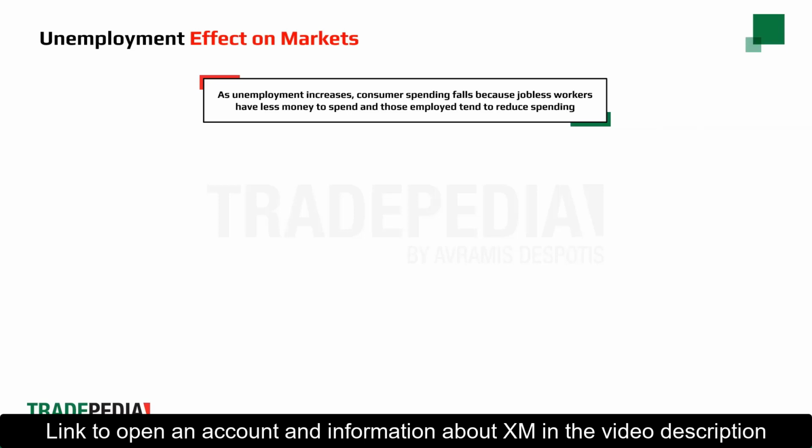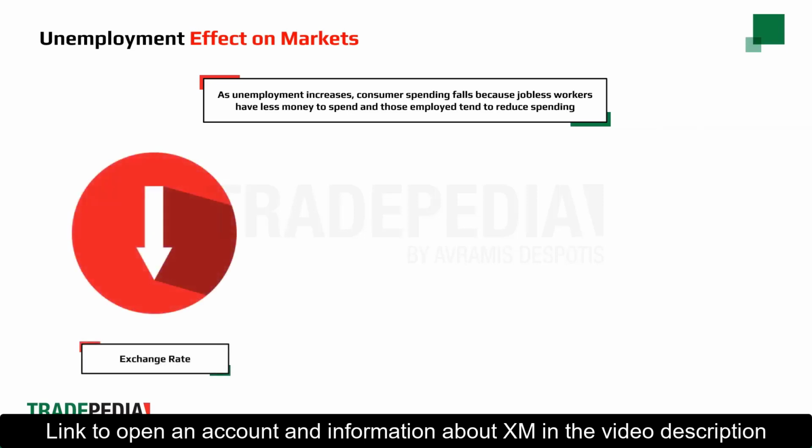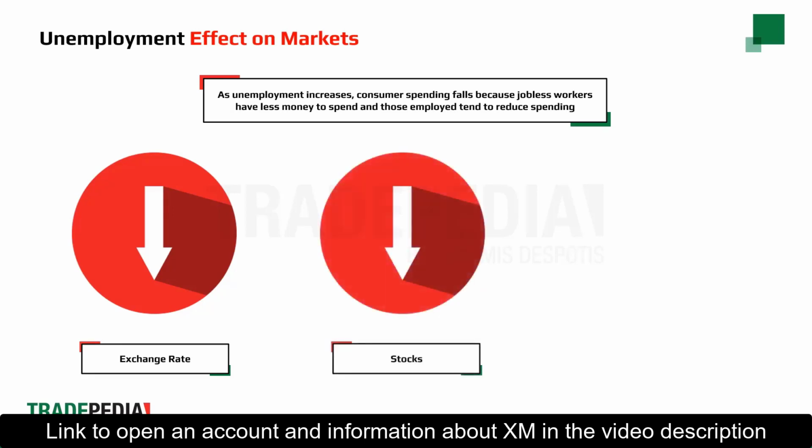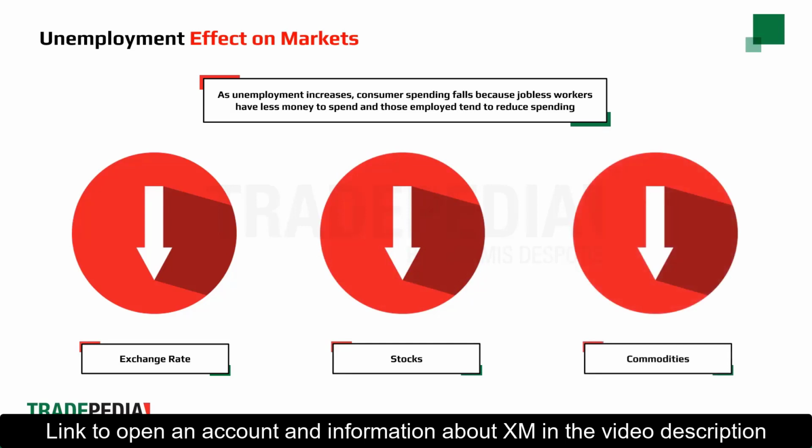When a high level of unemployment exists, economic growth suffers and demand drops, and this will eventually result in the depreciation in the value of the currency. An increase in unemployment will lead to a lower rate of consumer spending, which hurts businesses and drives stock prices down. The same effect is seen across commodity prices as demand decreases due to lower production levels.